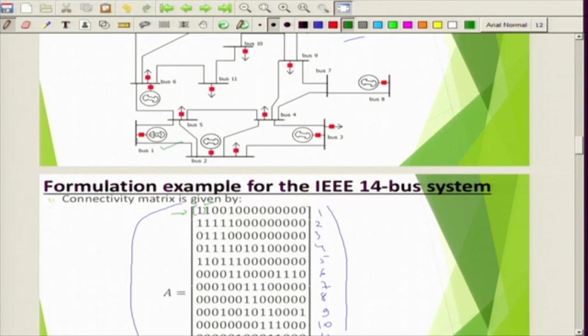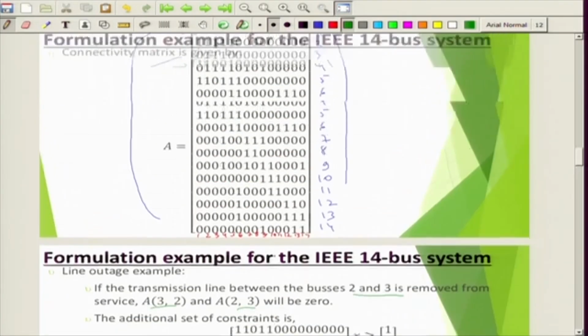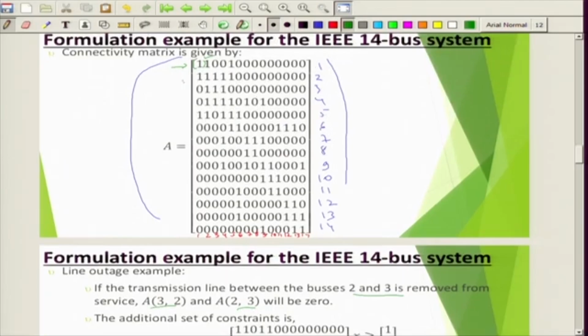So, on this note we will complete this connectivity matrix A for all the 14 buses, and then let us consider a line outage example. If the transmission line between buses 2 and 3 is removed from service, A32 and A23 will be 0 obviously. So, A32 entry and A23 entry would be 0. The additional set of constraints is now, so take 2 and 3, again redo the analysis.